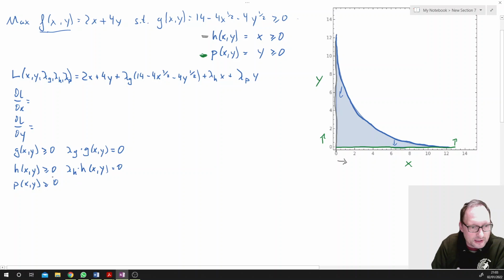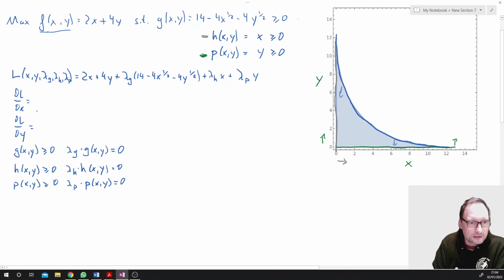Of course, we know that h and p are really just the constraints that x and y should be non-negative, but treating them as a formal constraint will actually show us how to find the final solution, because otherwise it's not straightforward. This makes finding the solution easier.